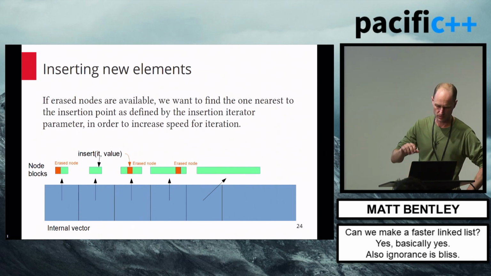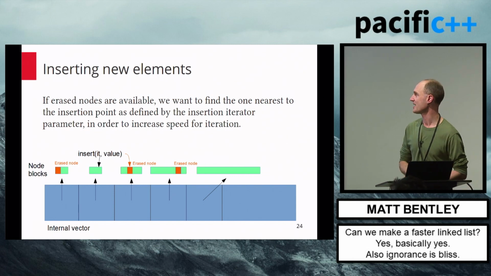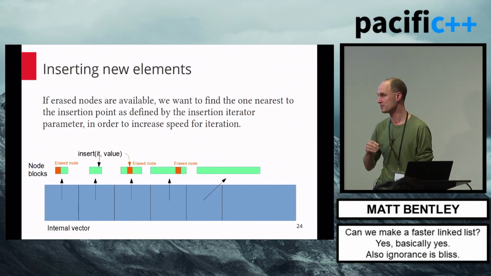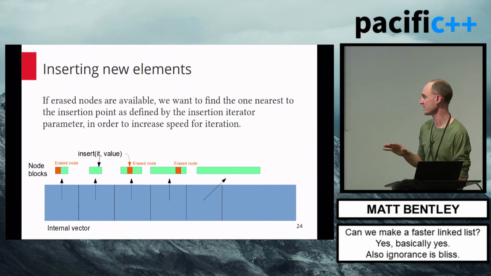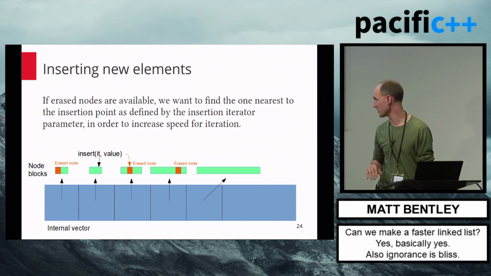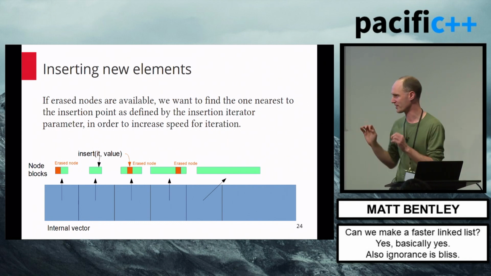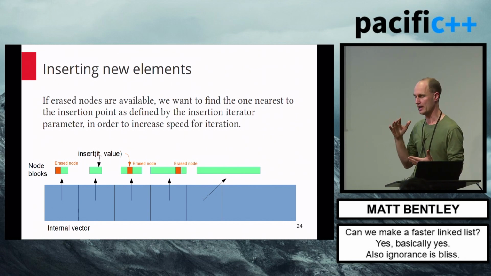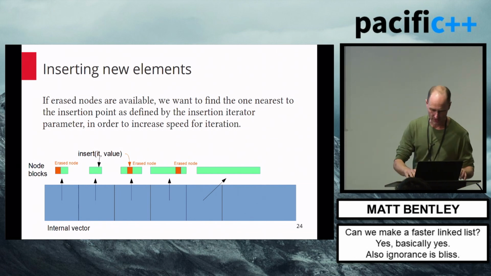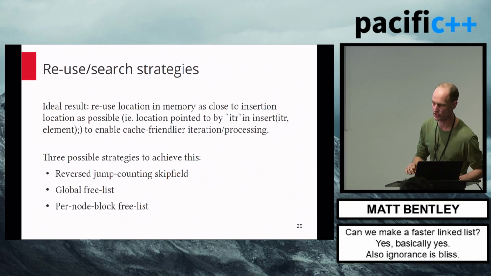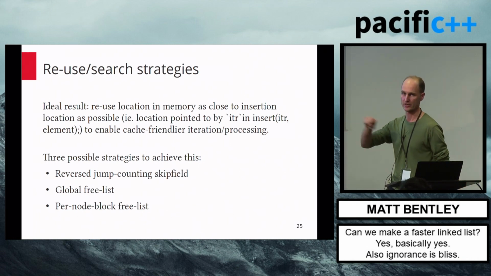So we want to reuse nodes, and specifically we want to reuse nodes that are as close to the insertion point as possible, because we want to try and keep that iterative sequence as linear as possible. It's not going to be completely linear, assuming you're doing a lot of erasures and insertions, but we want to keep it more linear. By the way, everything that I'm telling you here is based on the benchmarking that I've done, not theory. I don't have a lot of time for theory. So we need to have a strategy, A, to keep track of where these erased nodes are, and B, finding the nearest one to the insertion point.